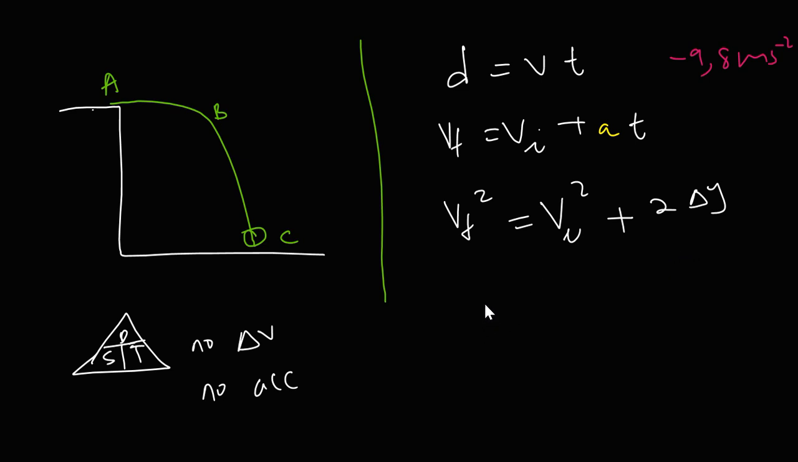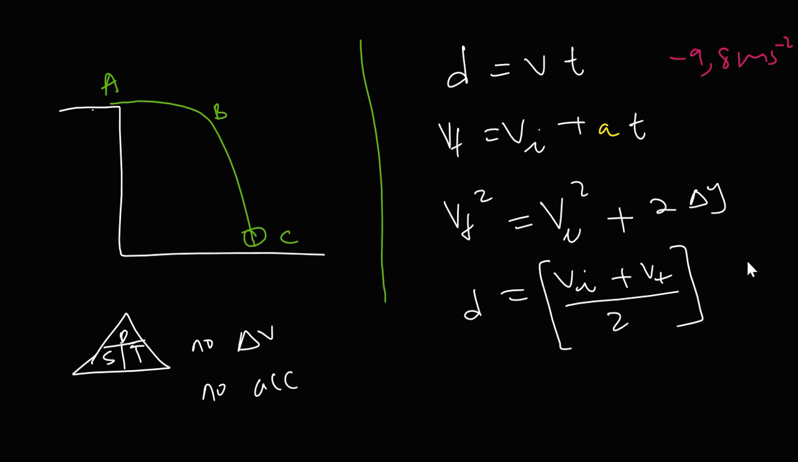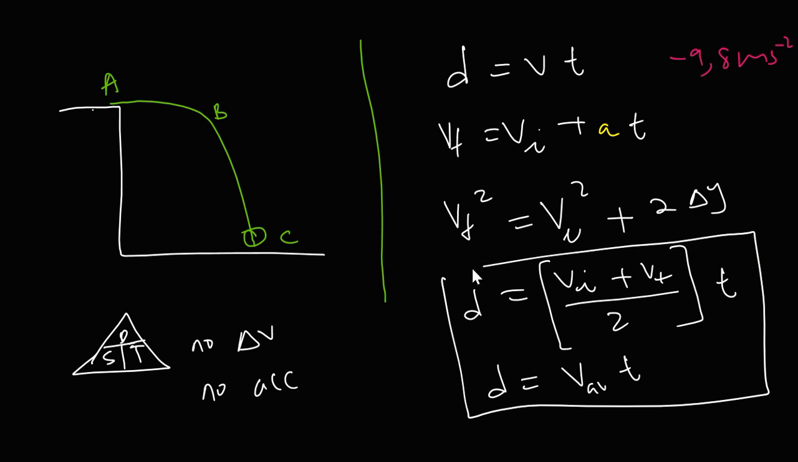This can be change in y, change in x, depending on what axis you're working in. And also we have another one that is d is equal to v initial plus v final all over 2, times time. This one is more of the same as the first one. We use this to get your average velocity, so d can be written as v average times time. So this is exactly the same formula.